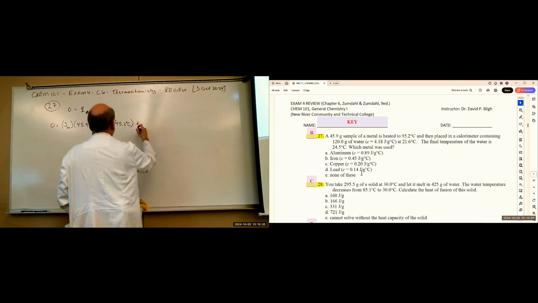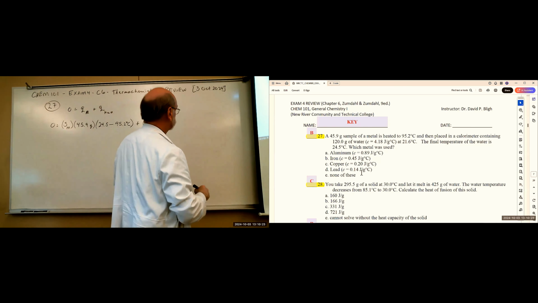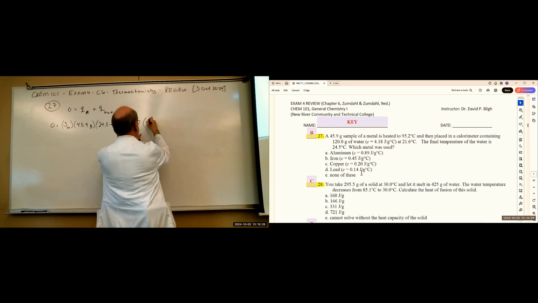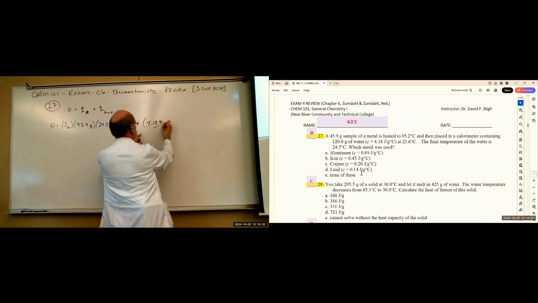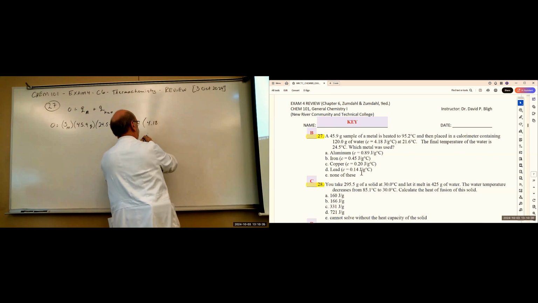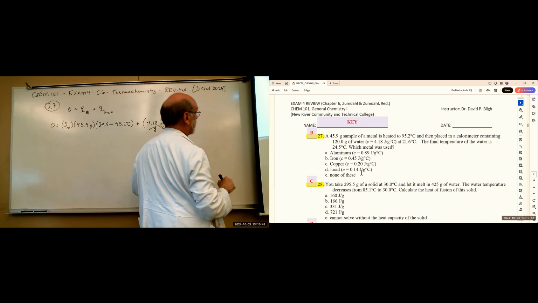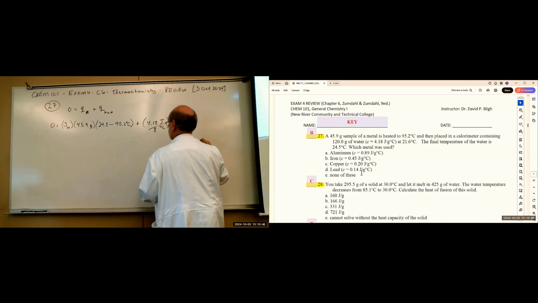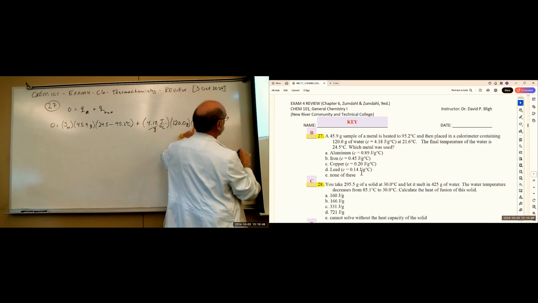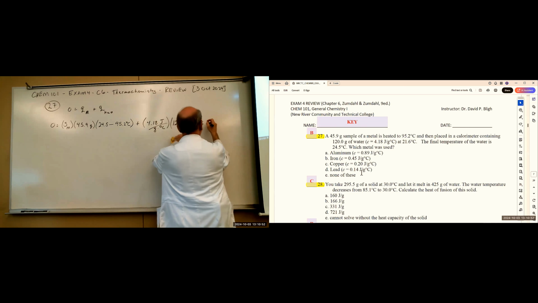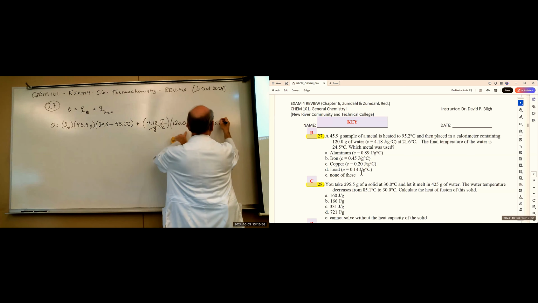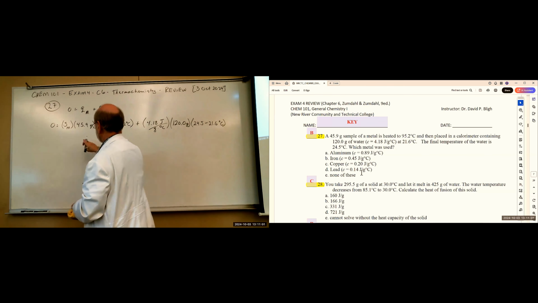All right. Now we have water. Go ahead and put the specific heat for water as 4.18 joules per gram degree C. And then the mass of the water is 120 grams. The final temperature, 24.5, minus the initial temperature, 21.6. There we go. Now we just solve for this value right here.